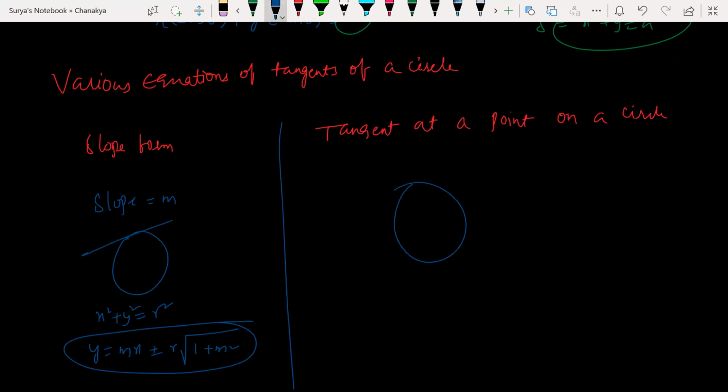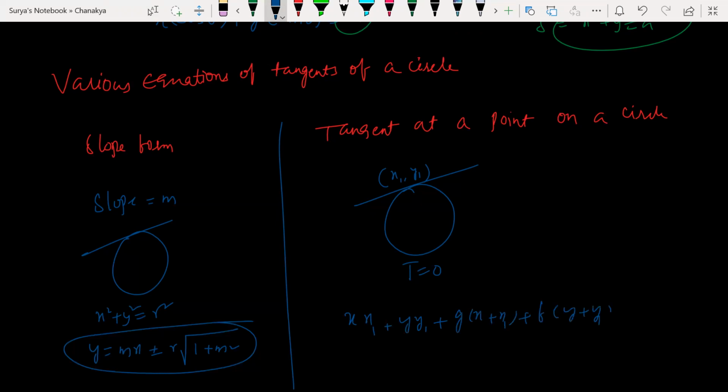Now if I draw a tangent at the point x1 comma y1 on the circle, I'm just writing T is equal to 0. What was the T equation? x x1 plus y y1 plus g into x plus x1 plus f into y plus y1 is equal to 0. Plus c, don't forget plus c. Plus c is very important. Okay, so this is it, guys.